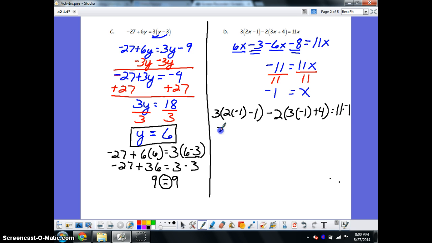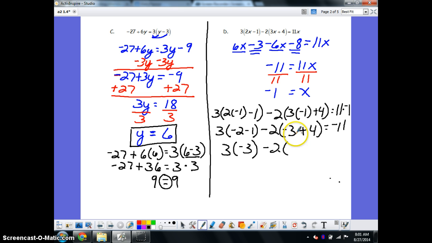So simplifying in here with the check, we've got 2 times -1, which is -2 minus 1. And in here we've got -3 plus 4, the 3 times -1. And we're going to see if that's equal to 11 times -1 or -11. So we're going to continue simplifying this left side. -2 minus 1 is -3. -3 plus 4 is 1. And we're going to see if that's equal to -11.